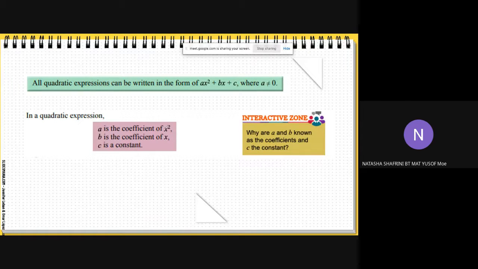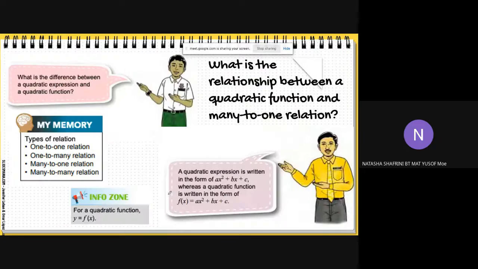Why a, b kita panggil coefficient, c constant? Because a and b dia pair dengan x. Dia ada pair dengan x square, dia ada pair dengan x. So, this is a coefficient of unknown. But c dia tak ada x, so kita tak panggil coefficient, kita panggil constant. Okay. Next, what is the relationship between a quadratic function and many-to-one relation? What is the difference between a quadratic expression and quadratic function? Ni kita dah recall tadi.